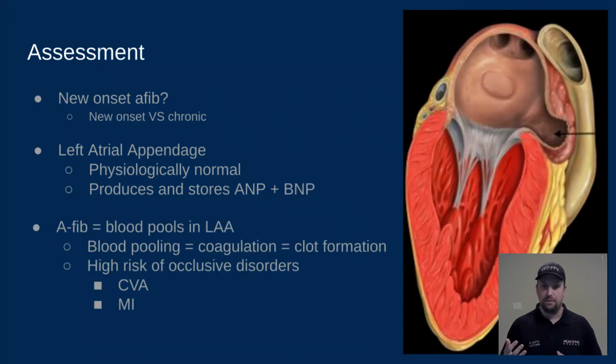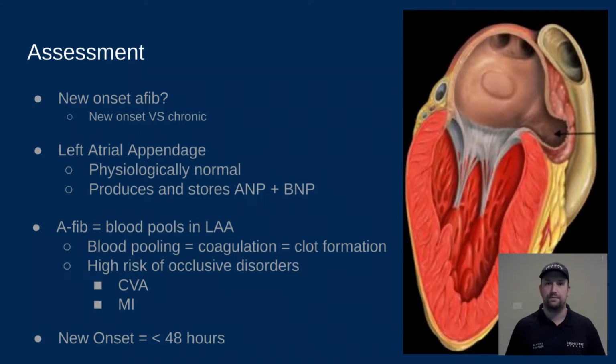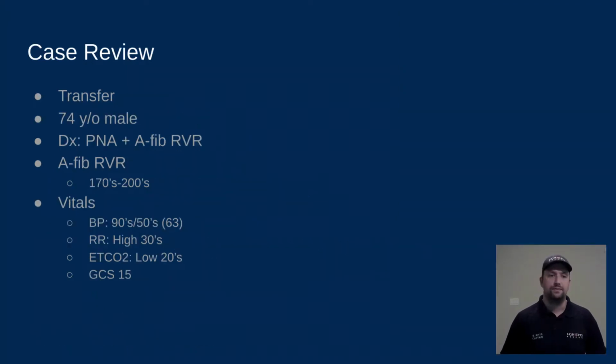In AFib, blood will pool in the left atrial appendage. When blood pools, it begins to coagulate, which equals clot formation. This increases your risk of an occlusive disorder like CVA, MI, etc. So what is considered new onset versus chronic? If it's less than 48 hours, that's considered new onset, and that will determine whether rate control or rhythm conversion are appropriate.